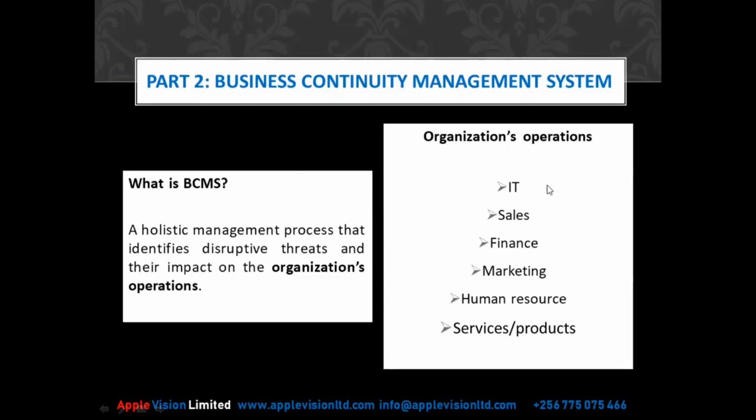A holistic management process that identifies disruptive threats and their impact on the organization's operations. Now, business continuity, much as we have seen, is the solution to business disruption. When it comes to practice, it is implemented as a system, implying that it is comprehensive. The entire organization has to be part of this. That's why it's called a system.